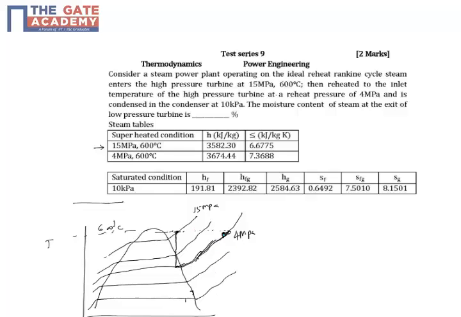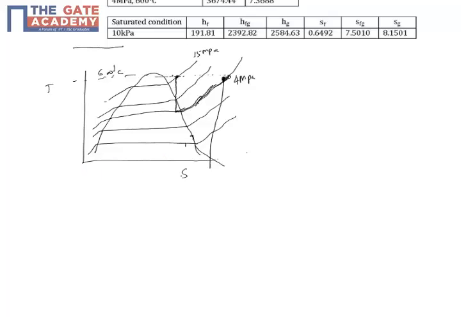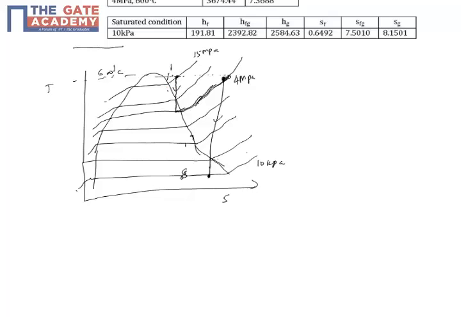Now it is expanded. So let's draw it like this. This is again another constant pressure line. This is entropy. So it expands till this point, and this pressure is basically 10 kPa, so very small, the condenser pressure. So this is basically the process that takes place. The left process takes place in the high pressure turbine. The right side process takes place in the low pressure turbine.